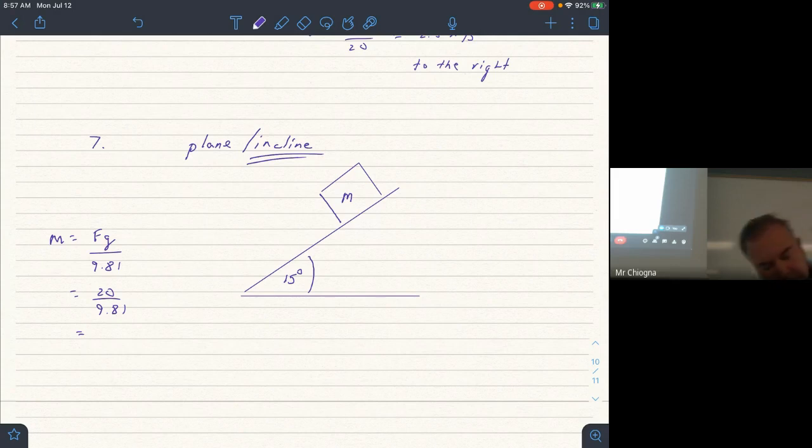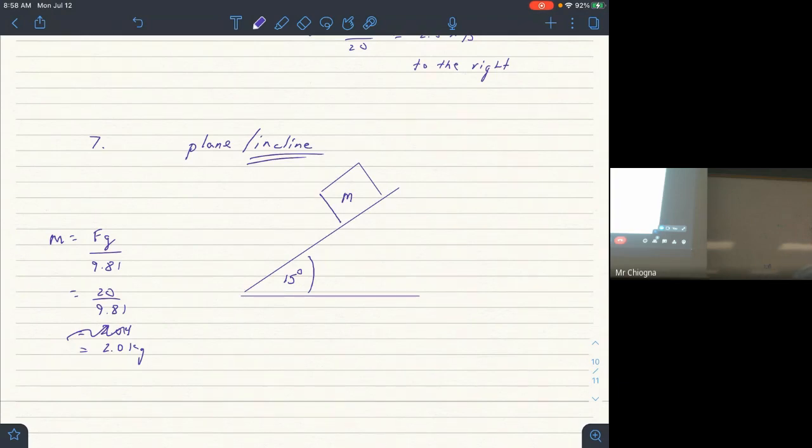That's about 2. I'll get a more exact value here: 2.04. Is it given? Oh, okay. Usually they don't do that. They gave you the force of gravity, and I didn't notice the mass. But if they give you the force of gravity, usually they won't give you both, so you have to calculate the mass.